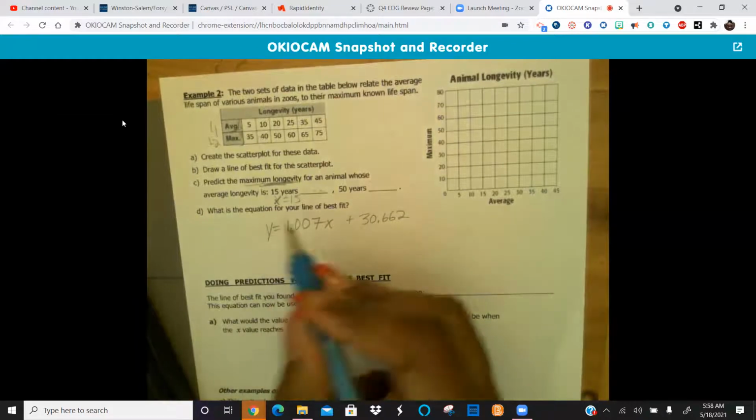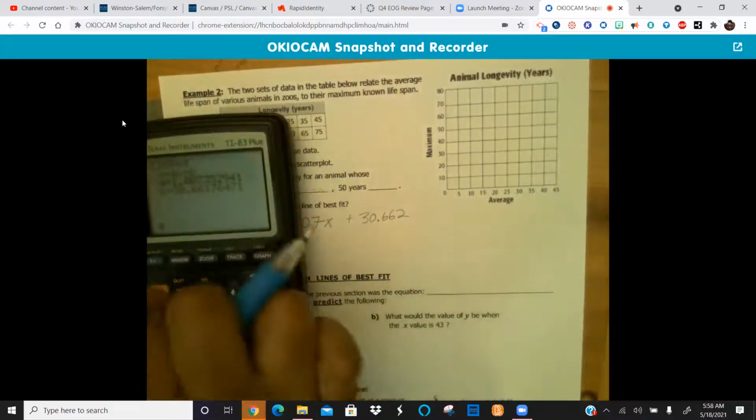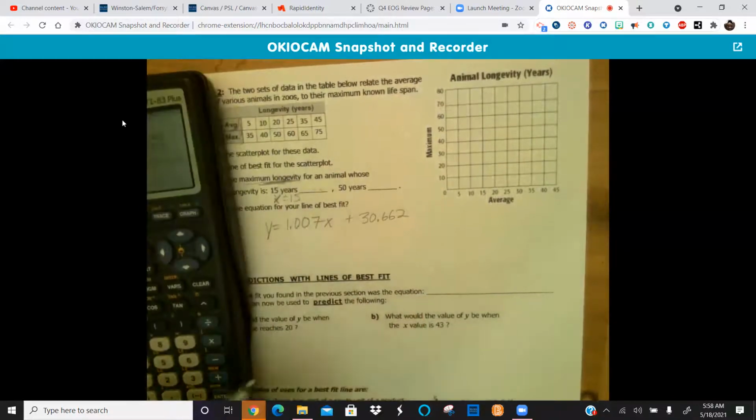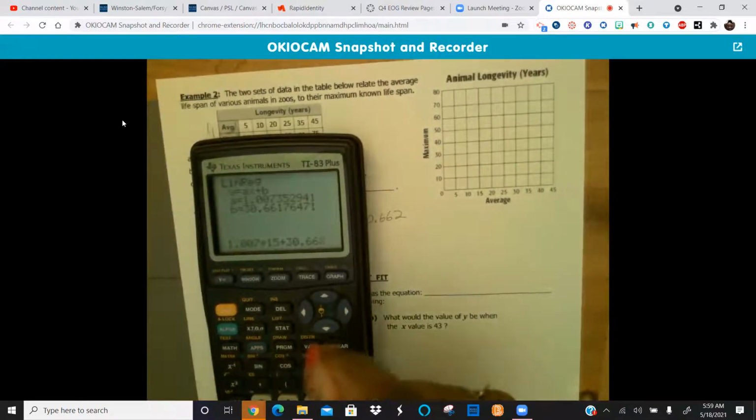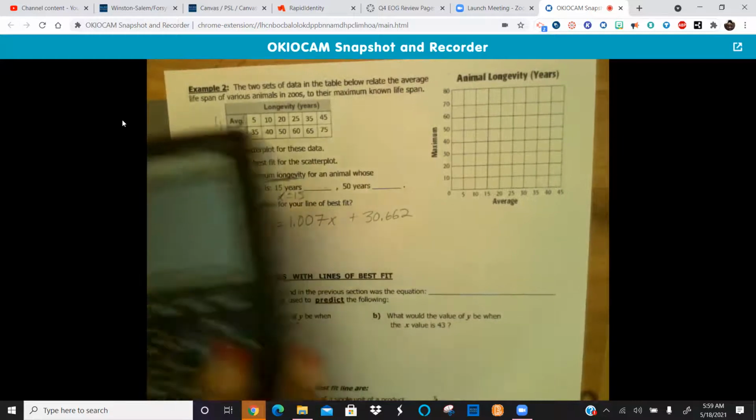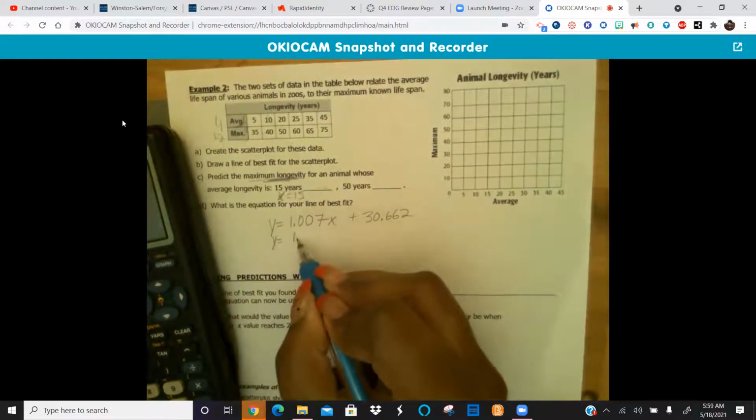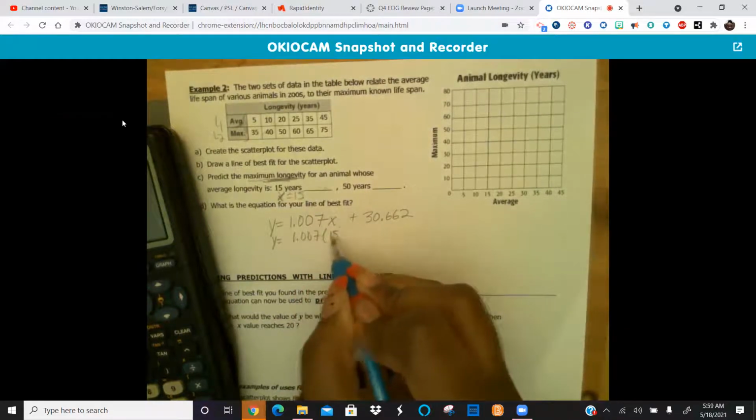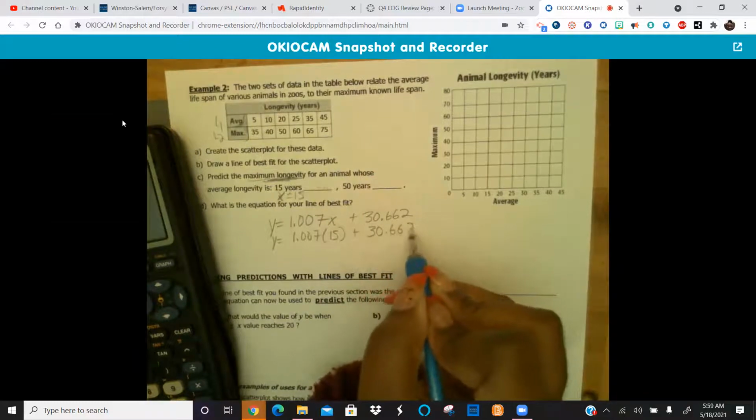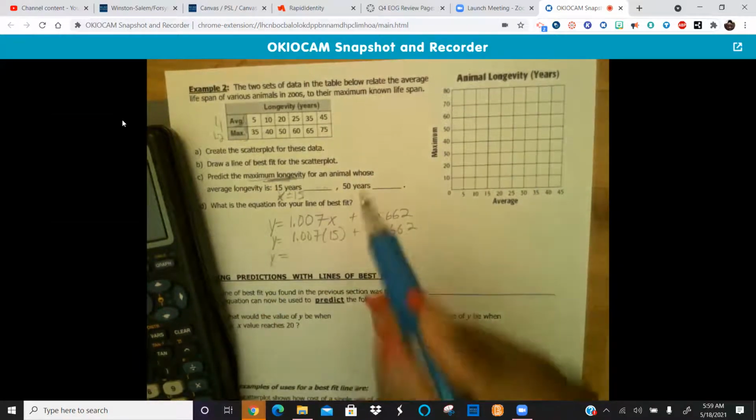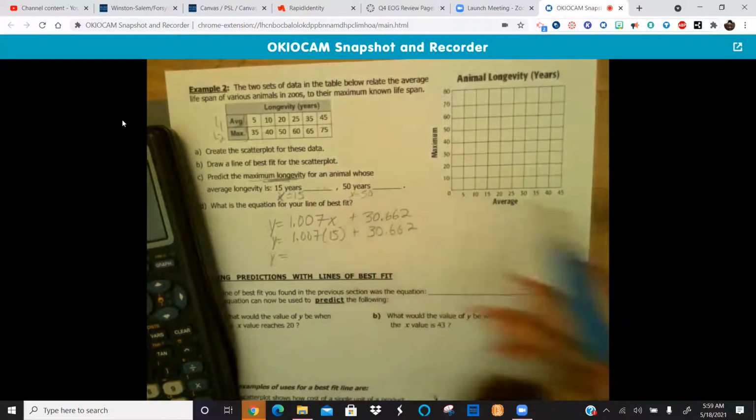So, when I plug in 15 here, go back to my main screen, this gives me 1.007 times, I'm going to put 15 in this place, 15 plus 30.66, oops, sorry. Start again because you couldn't see it. I'm plugging in 15 here, okay, to figure out what my Y value is. And then here, my X value is 50. I'm going to plug in 50 for that one.